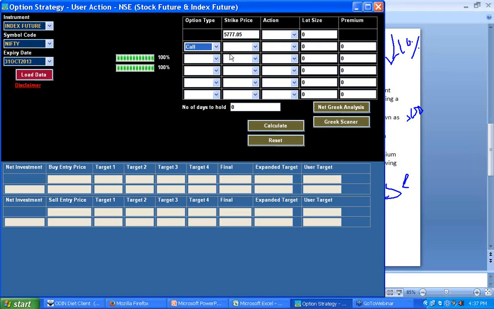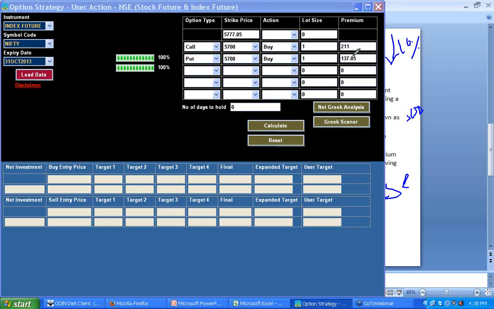Data has loaded successfully. Then call option 5,700, the same 5,700. I need the complex answer. I am going to buy one lot of the call, and I am going to buy a put option of 5,700 also, one lot. The premium it was quoting at the closing hour is 211 and 137.